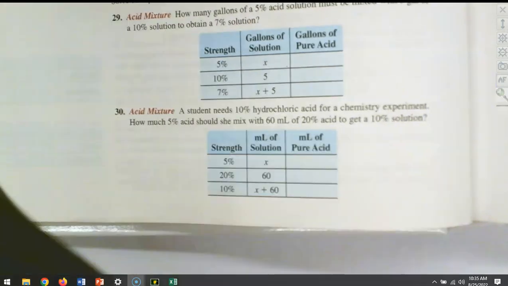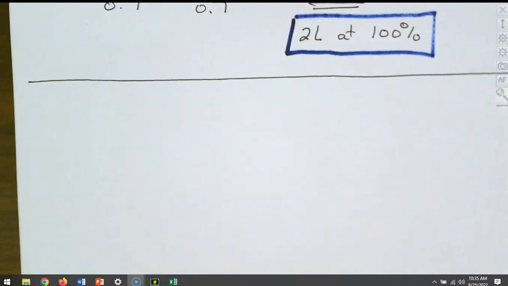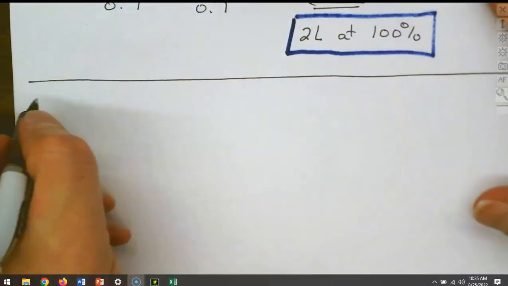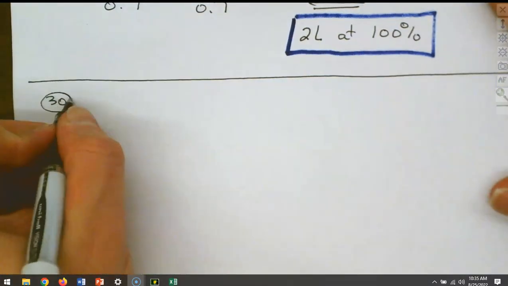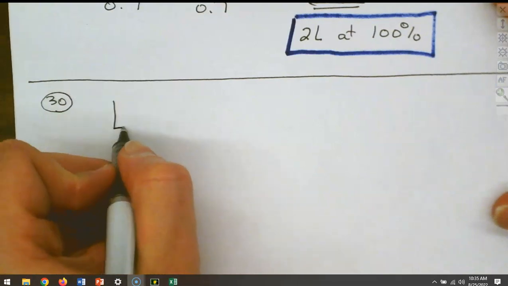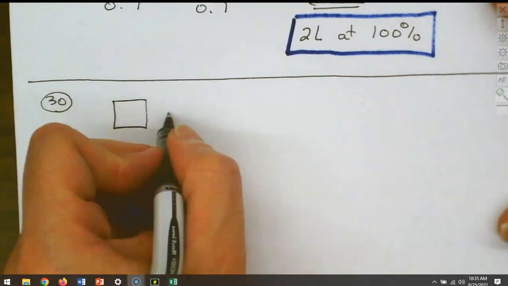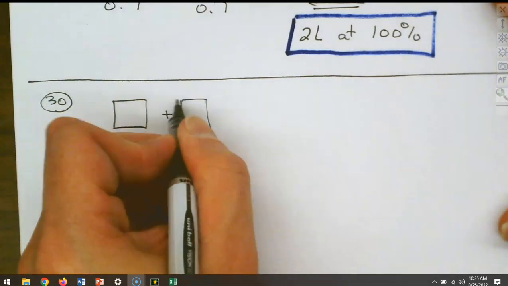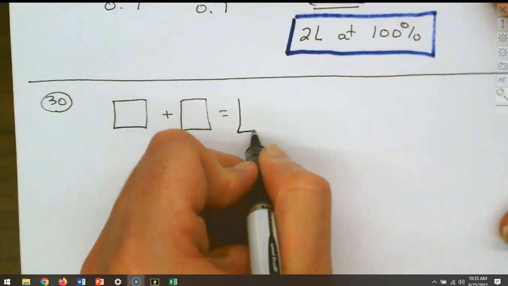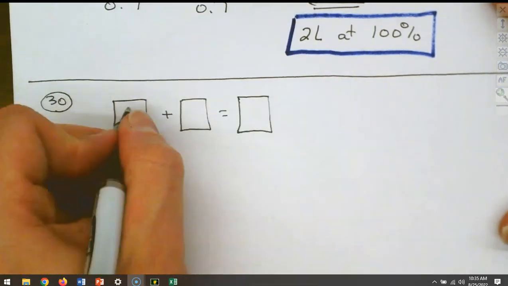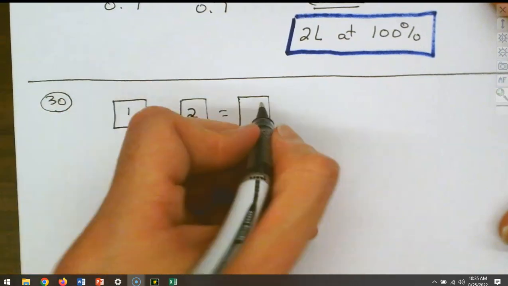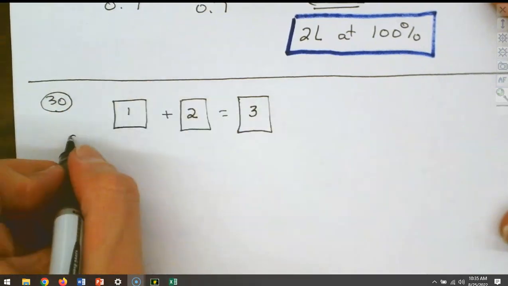What we need to make sure on these is that the percentages go in the correct boxes. And this one is a little bit more difficult than the last one, and that's why we switch them around. The textbook is a good textbook, but sometimes they put easier questions at the end than at the beginning.